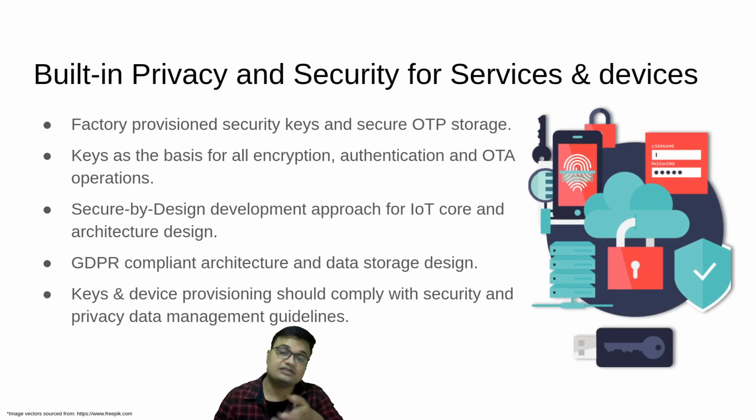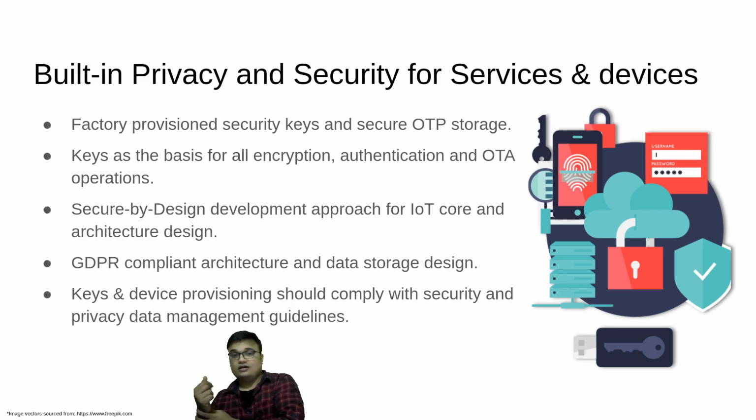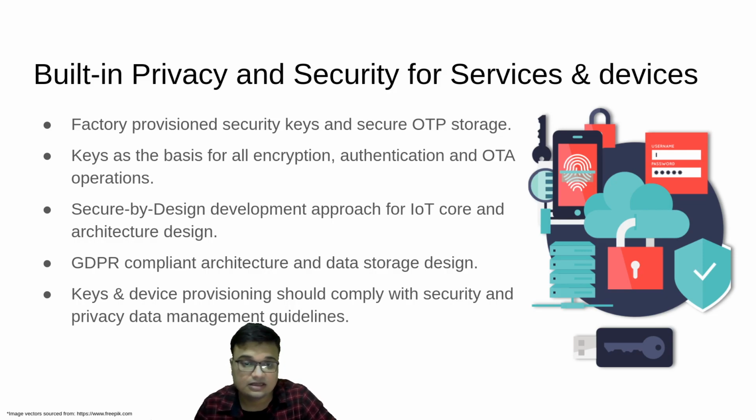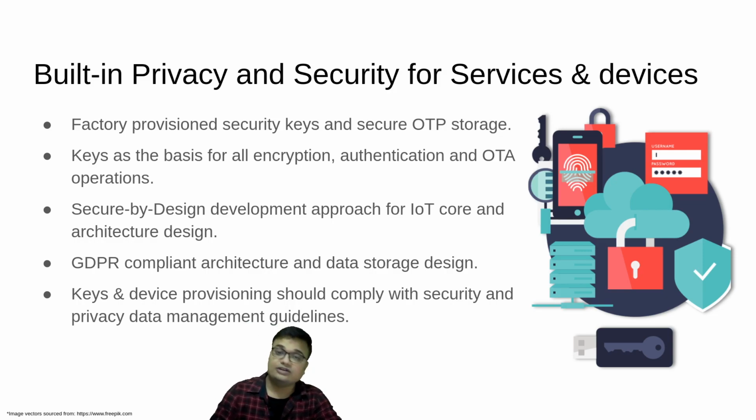So, how can privacy and security be built into services and devices, right? A common approach for IoT is to use factory provisioned security keys and store them in some secure OTP area in the device. These keys are then used as the basis for all encryption, authentication, and OTA operations. IoT core development and architecture design needs to follow a secure by design approach. It means that new IoT products need to integrate security into product development as early as possible during the product development lifecycle. Device architecture and data storage should be designed in such a way that enables GDPR compliance. And finally, keys and IoT device provisioning should comply with security and privacy data management guidelines.